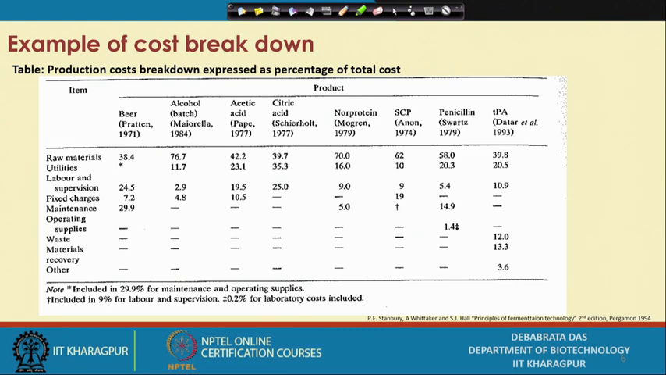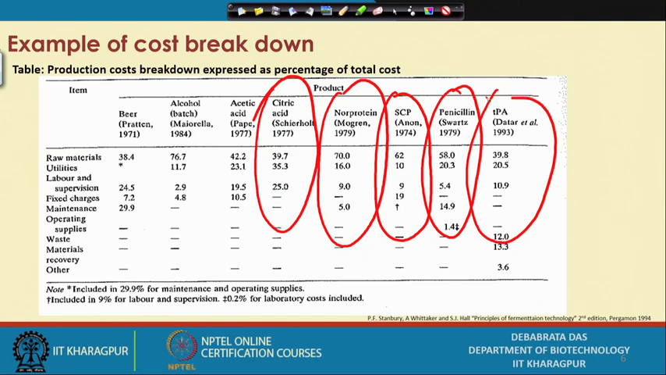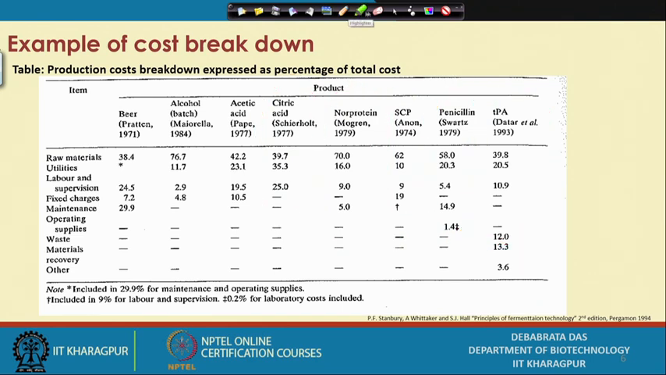Now, here is an example of the cost breakup. This table gives you some information: in the case of the beer making industry, what the raw materials contribute, and how labor and supervision, fixed charge, and maintenance charge contribute. Then the acetic acid industry, how it is contributed. This is the citric acid industry, how it is contributed. Then single cell protein, how it is. Penicillin, how it is there. TPA, how it is there. That distribution has been shown here.